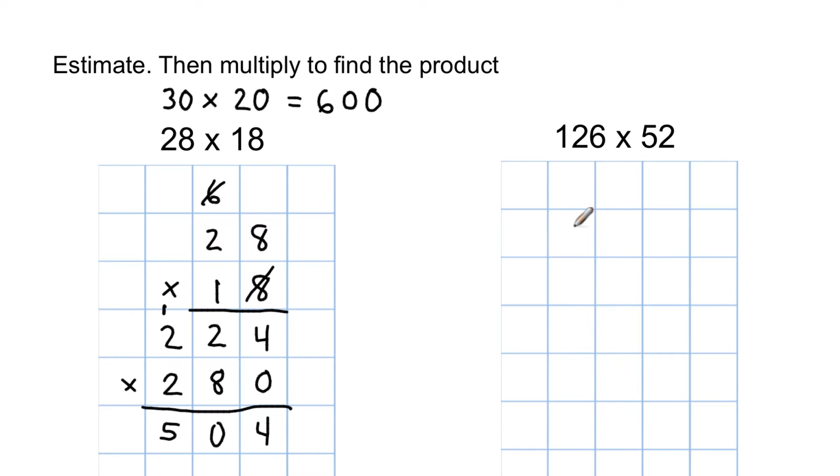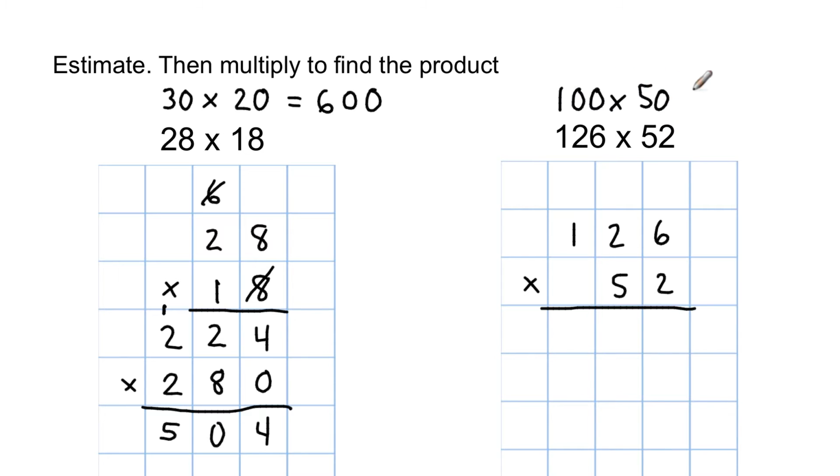All right, the next one is 126 times 52, and we're going to be lining it up to the right here, using the same traditional algorithm. Okay, what did I forget? I forgot to estimate. All right, so I'm going to be estimating by rounding to the highest digit. So I look to the right, it's a 2, so I round that down. 100 times 50, because 52 is closer to 50 than it is to 60.